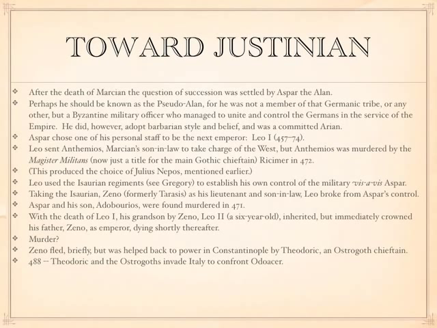In 488, Theodoric and the Ostrogoths, his tribe, or tribal system, there's quite a few tribes among the Ostrogoths, invade Italy to confront Odovaker, who we met on the last slide.